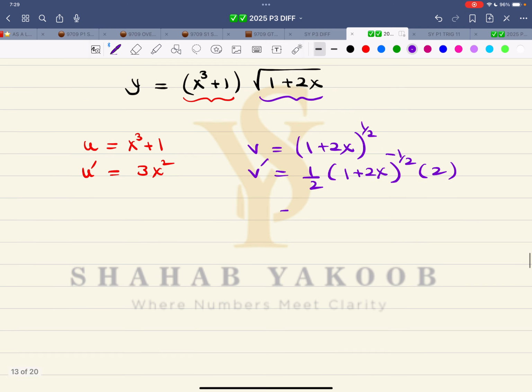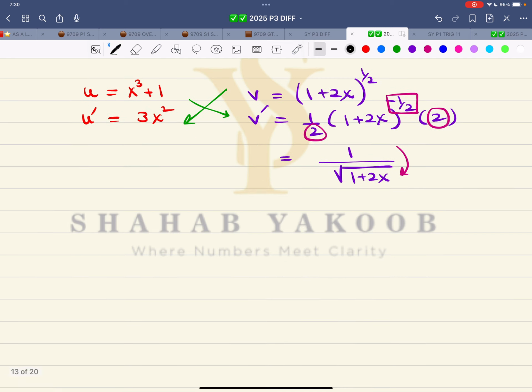And let me simplify it over here. This is 1 over the square root of 1 plus 2x. So basically, this 2 and this 2 cancel out. This negative half makes it go down. So now apply that knowledge. That goes like this, that goes like this. And therefore, this is dy by dx.